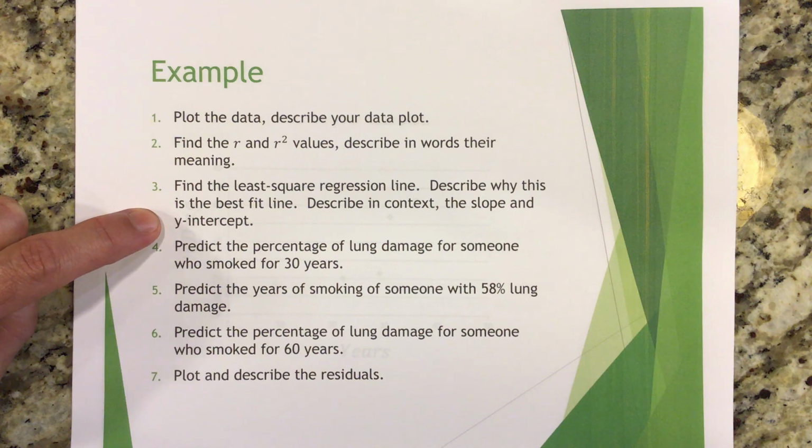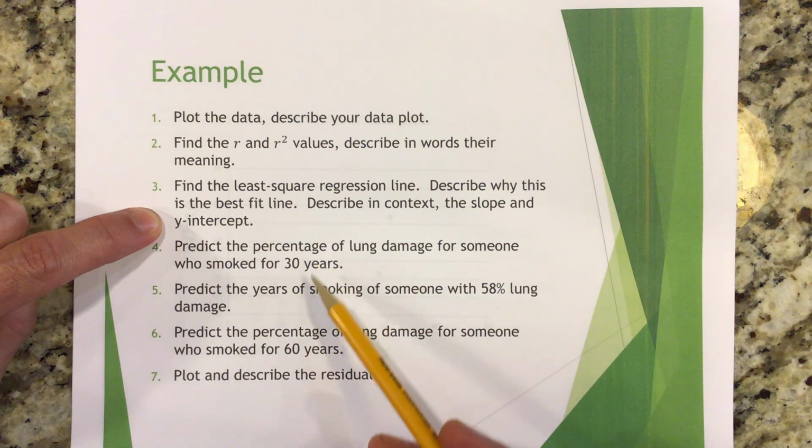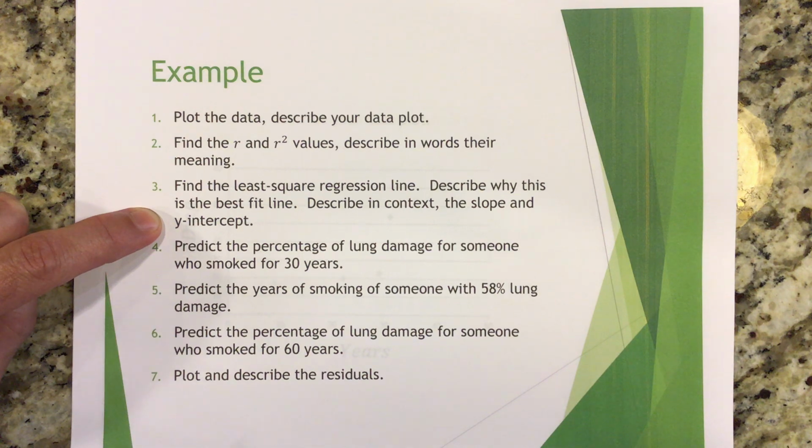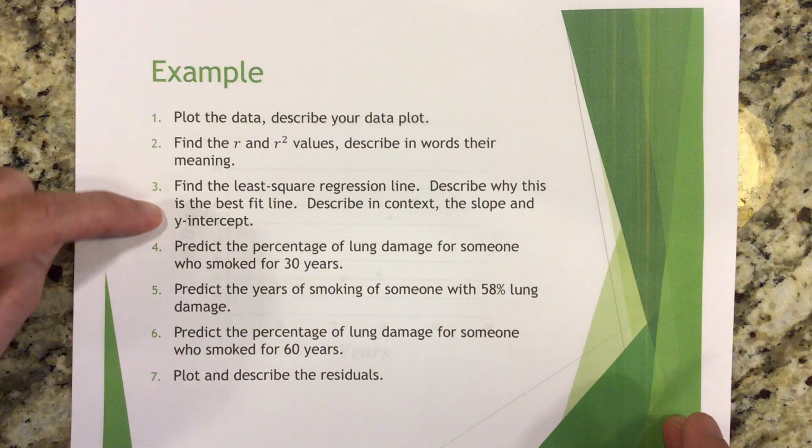And then, of course, it's linear, so it will have a slope and a y-intercept. But again, we have context here, so we're going to describe what that tells us in terms of our variables. Then we're going to do some predictions, and we're going to talk about these predictions when we do them. And then the new thing, down here, we're going to make a residual plot and describe what it tells us.